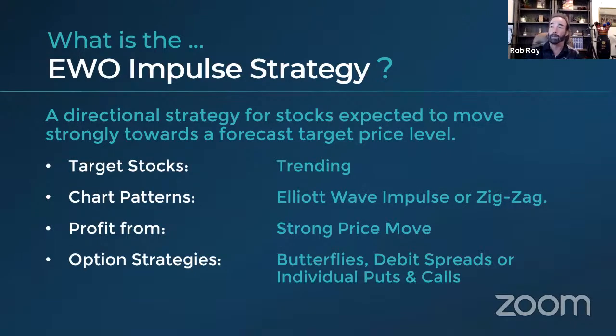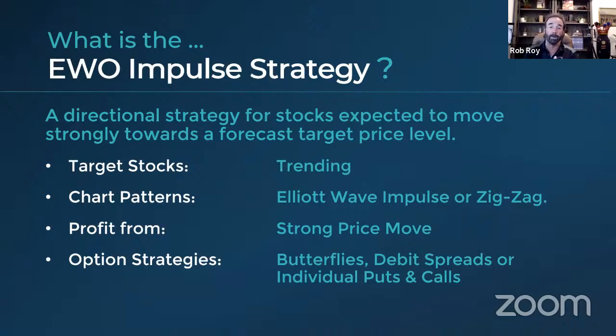And then we look for debit spreads, calls and puts if the situation is right, if the options are cheap enough. They aren't always, especially now. And then butterflies, you can make butterflies directional. That was one of the things that my mentor taught me a very long time ago. You can place an out of the money butterfly. The risk is extremely small and the potential return is exponentially huge. So it's a very low risk, high potential return strategy.